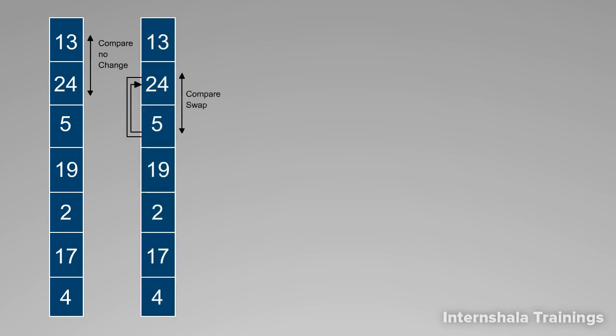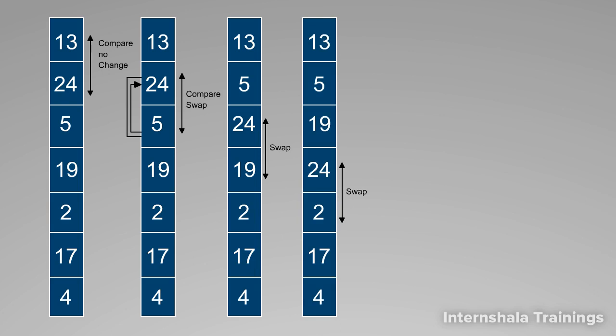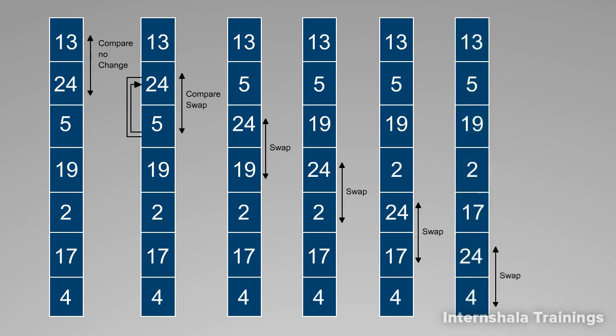Then, we compare elements in the second pair, that is 24 and 5. These elements are out of order, so we swap them. Next, we compare the elements in the third pair, 24 and 19. These elements too are out of order, so we switch them. Next, we move on to the fourth pair, that is 24 and 2, and arrange them in order. After that, we arrange the numbers 24 and 17. At last, we compare the elements in the last pair, that is 24 and 4, and then arrange them.